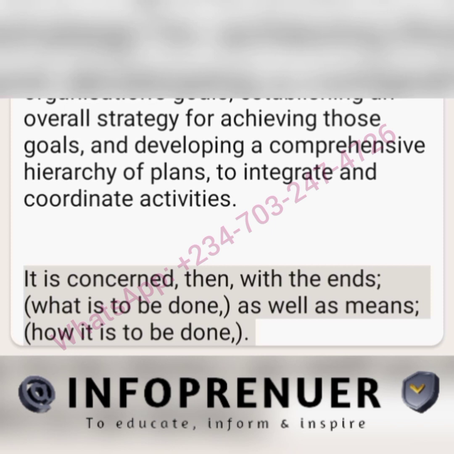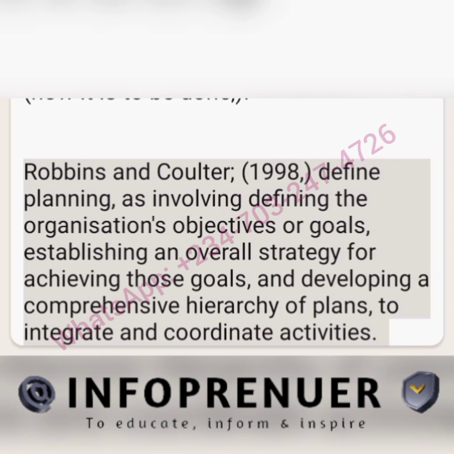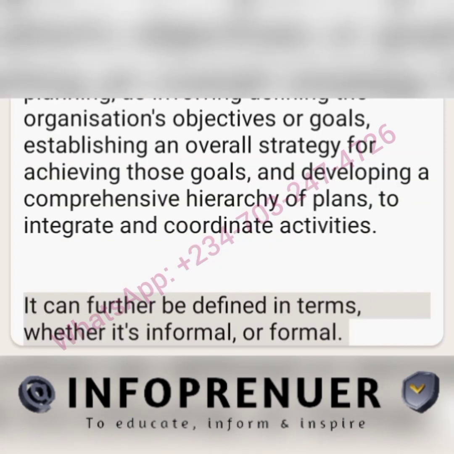Robbins and Coulter, 1998, defined planning as involving defining the organization's objectives or goals, establishing an overall strategy for achieving those goals, and developing a comprehensive hierarchy of plans to integrate and coordinate activities. It can further be defined in terms of whether it's informal or formal.